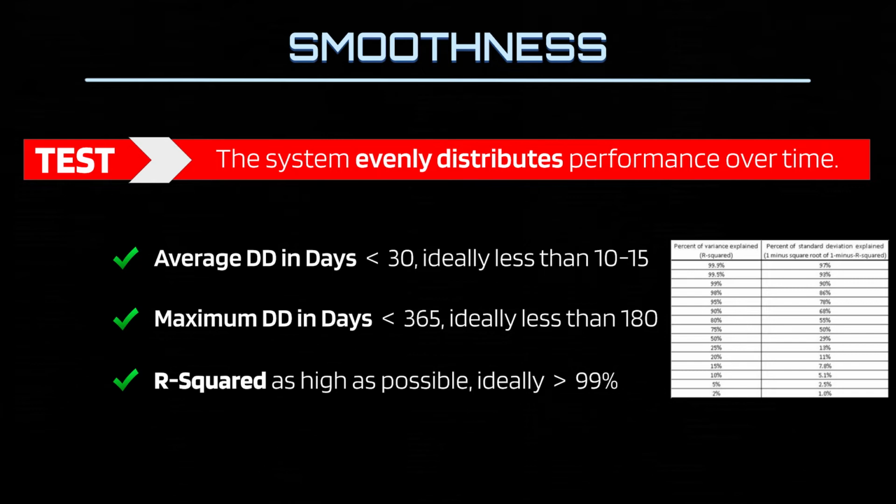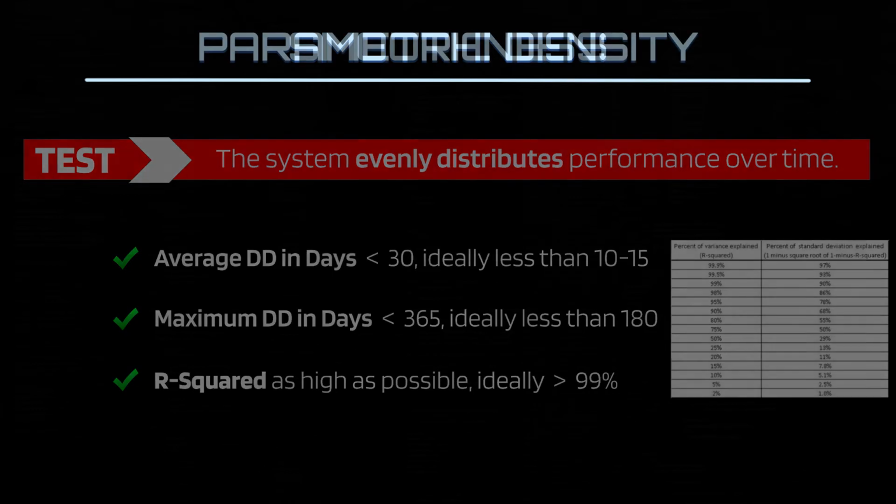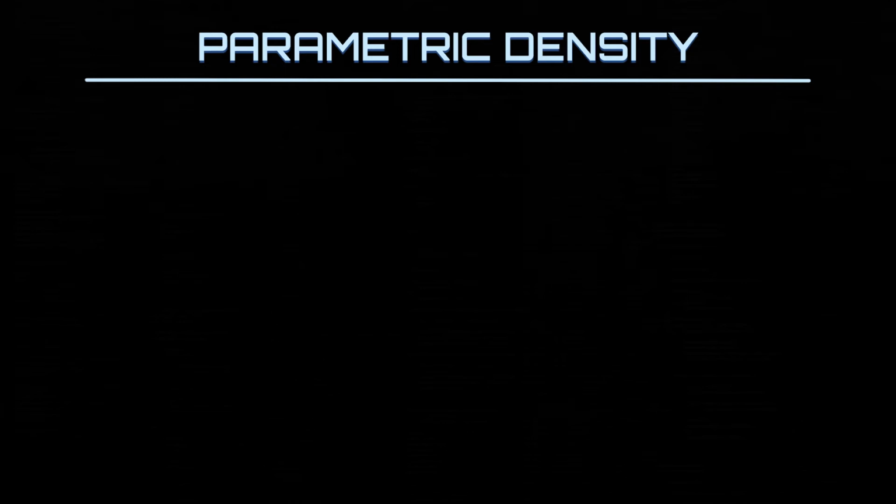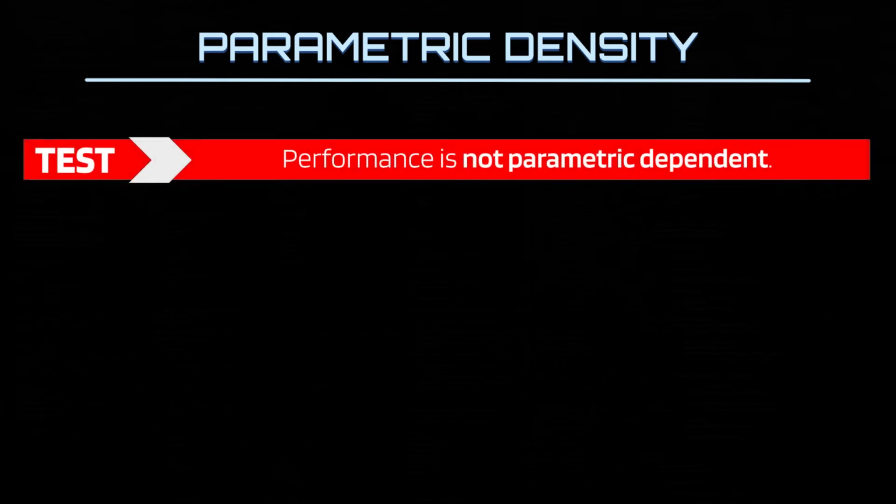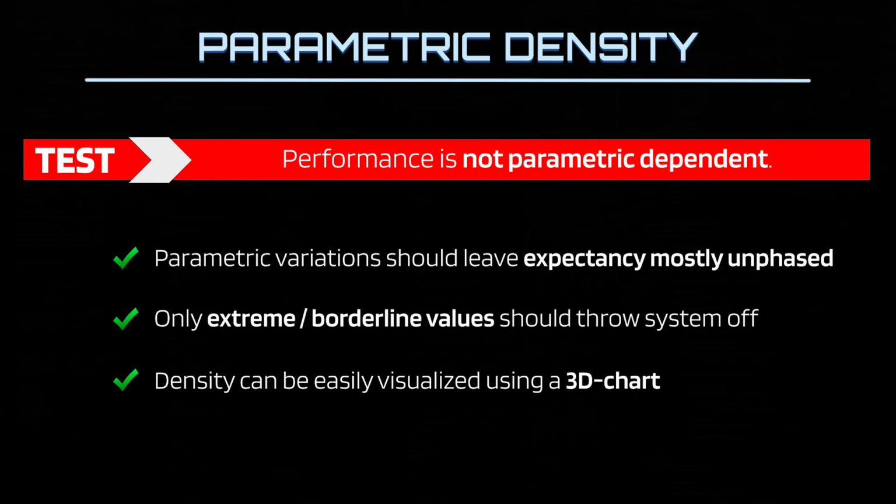Another feature that your system should display is a very wide and stable parametric output density. This is a direct consequence of your system being built mathematically first, as opposed to using statistics and optimization at the design stage. Because your system is mathematically relevant, both small and significant variations in parametric values should only have very little impact on overall net profitability.